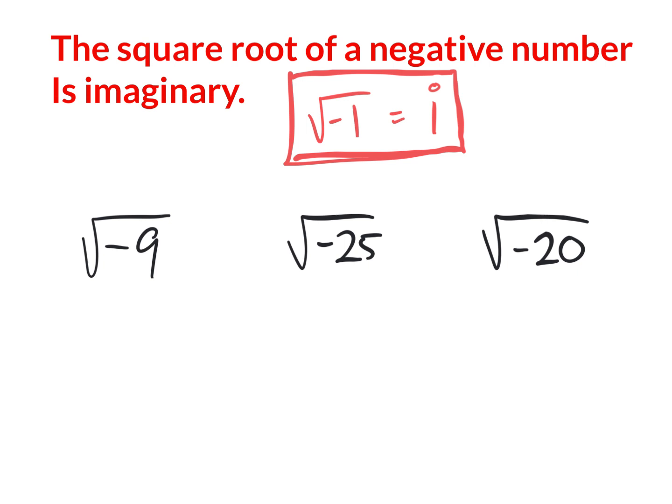So if you don't feel comfortable with that, please write that down right now. The square root of a negative number is imaginary. The square root of -1 is i. Now, there's many ways of thinking of this.